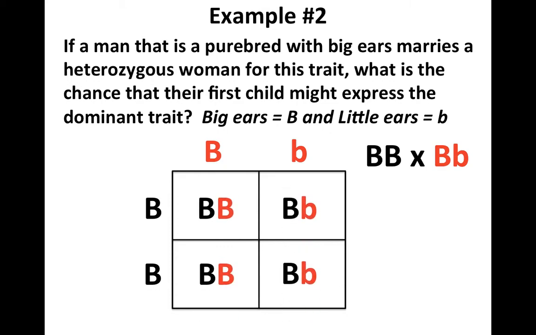Okay, this is what you got. The question is what is the chance that their first child might express the dominant trait? What I mean by the dominant trait is that in order to express it, you just have to have one B. That's it. So this guy has at least one B, one B, one B, one B. The correct answer here is that it would be 100%. Hopefully we got that one right.